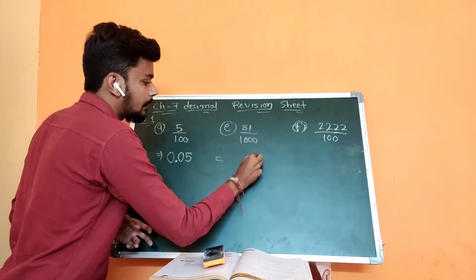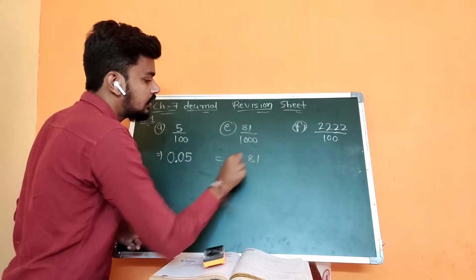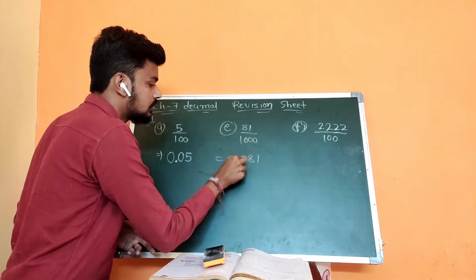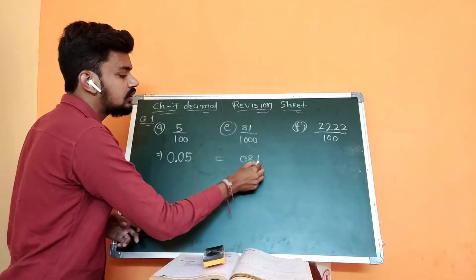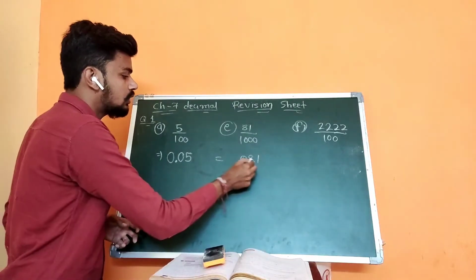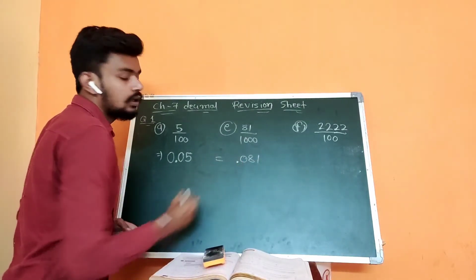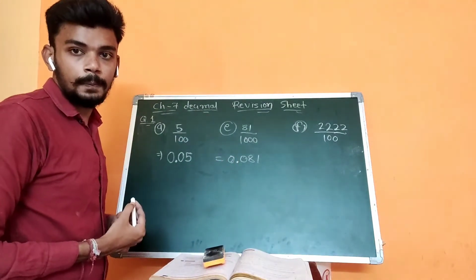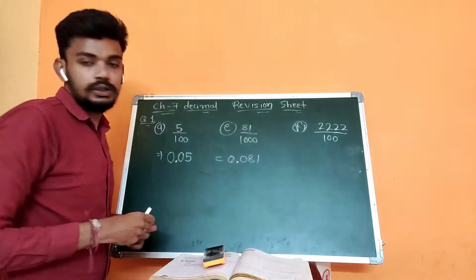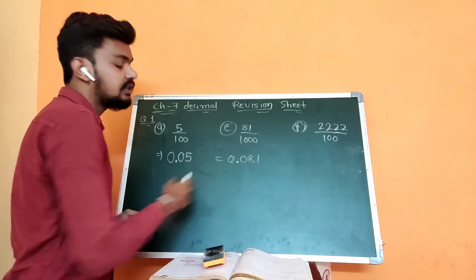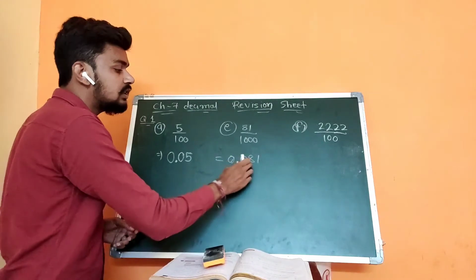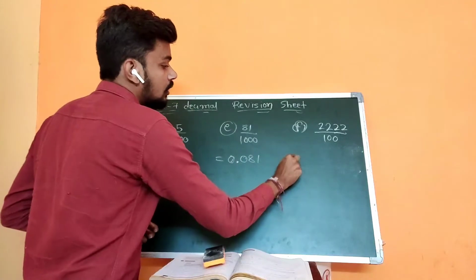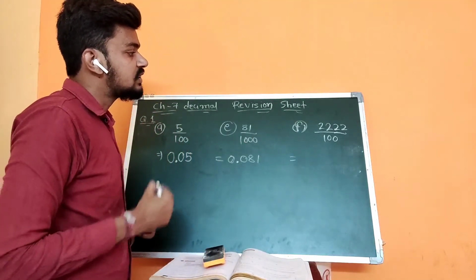So 1, 8, these are only 2 digits, so we have to add one more digit, 0. Now these are 3 places, 1 2 3, and then we put the decimal point, and to complete the answer we put 0. So 81 divided by 1000, the answer would be 0.081. Understood?